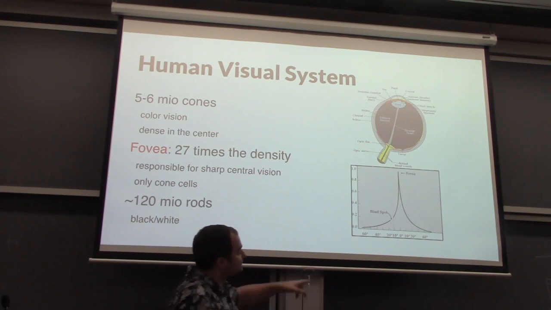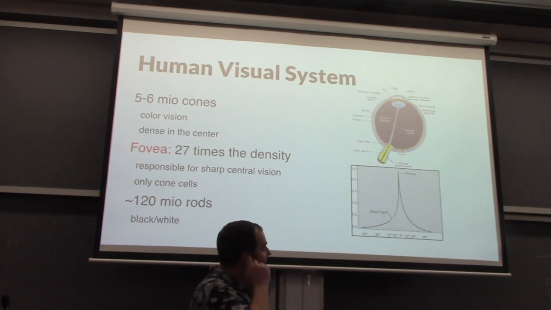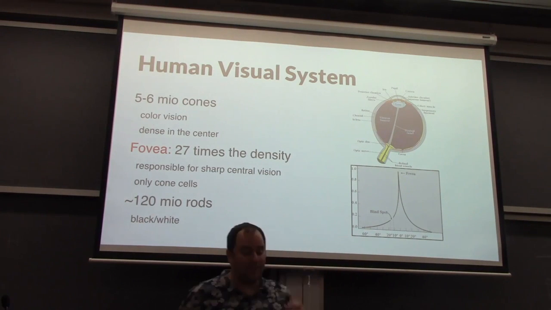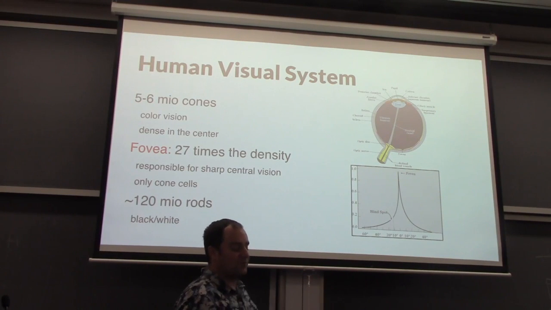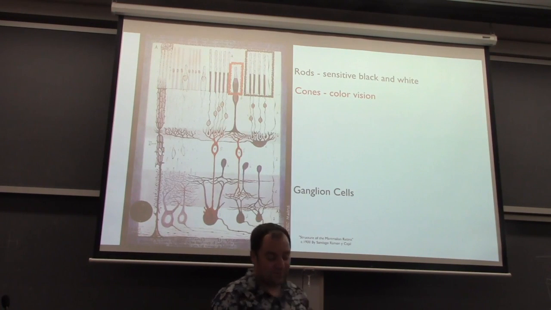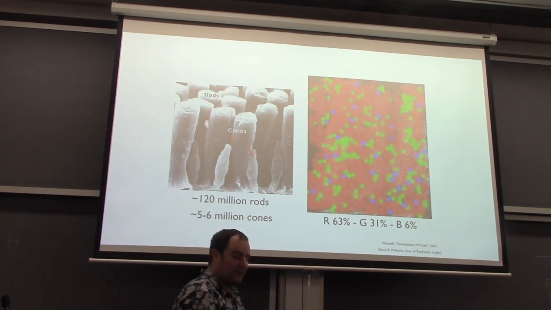Here is this figure. It essentially shows us the relative frequency of these receptors, and you can see that right in the middle, at the point where the fovea is, we have the highest density of photoreceptors. Then we have about 120 million rods, which are responsible for black and white vision. Here is a good illustration, a pretty old one actually. As you can see, the rods are sensitive to black and white, and the cones are sensitive to color vision.